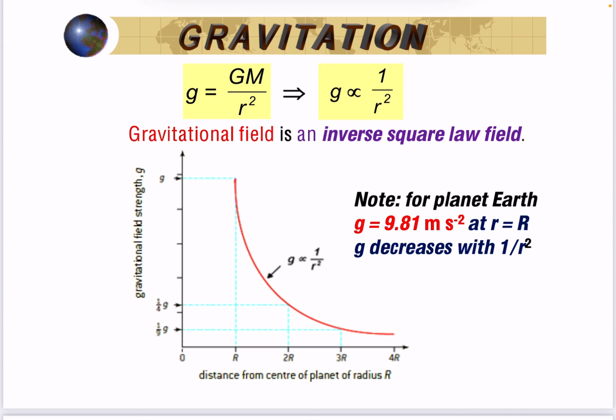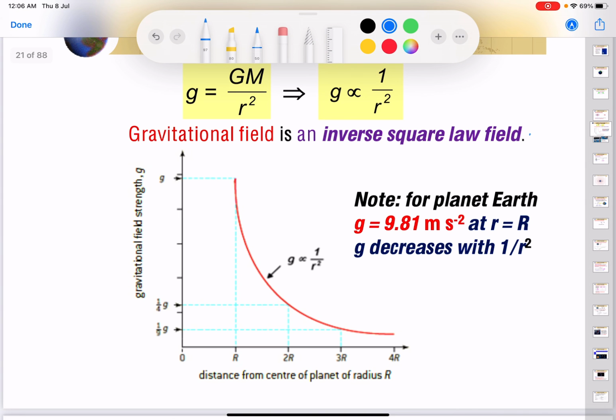Note that on the surface of the planet, the gravitational field strength is the maximum, that's g. Now, as you move away from the surface, as you go to a higher and higher altitude, the gravitational field strength decreases.